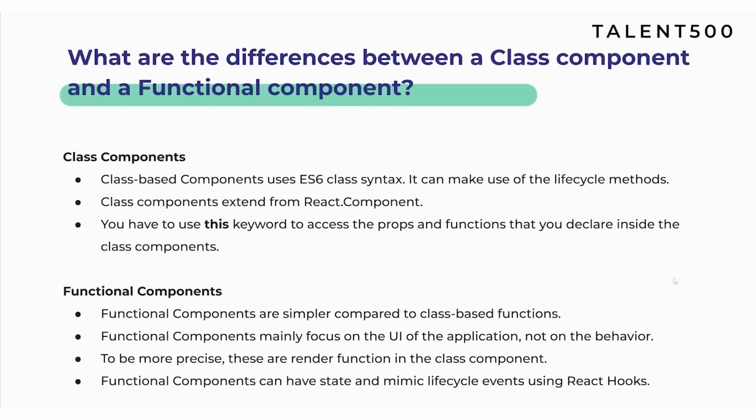Whereas functional components are much simpler as compared to class-based components, because they focus more on the UI of the application instead of the behavior or the processing or the logic. Precisely, in a class component, the rendering part is done via the render function. Like the rendering thing is done by functional components only. Further, functional components can have state and mimic lifecycle events using the React hooks.